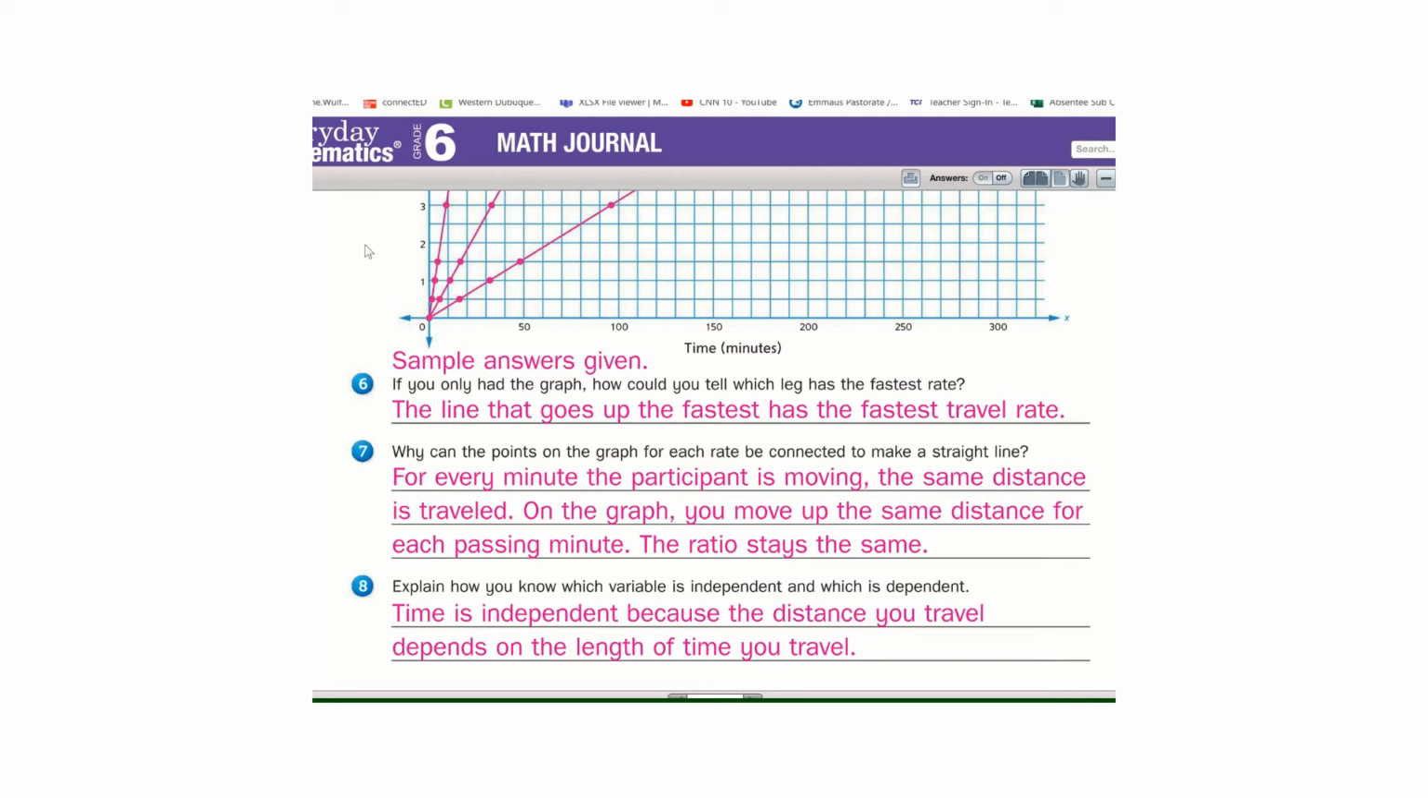And then number 8, the time is independent because the distance that you travel depends on the length of the time. So the time is independent. Depends on how long you're biking, you know, for how far you go, you might say.